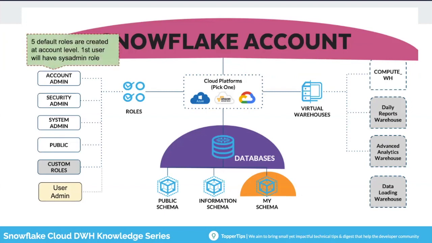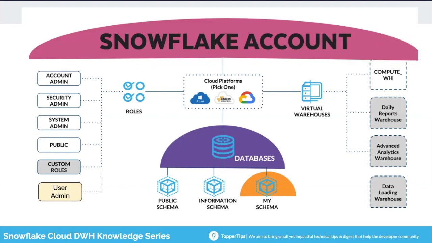Once your account is created, Snowflake creates 5 default roles, which are account admin, security admin, system admin, public, custom role, and recently they have added user admin. These roles are automatically created for the first user. The first user is assigned the security admin role by default, and this user can also switch to a different role and perform different operations. A question may come about how many roles are created and whether the first user gets a system admin role or account admin role, or what kind of role.